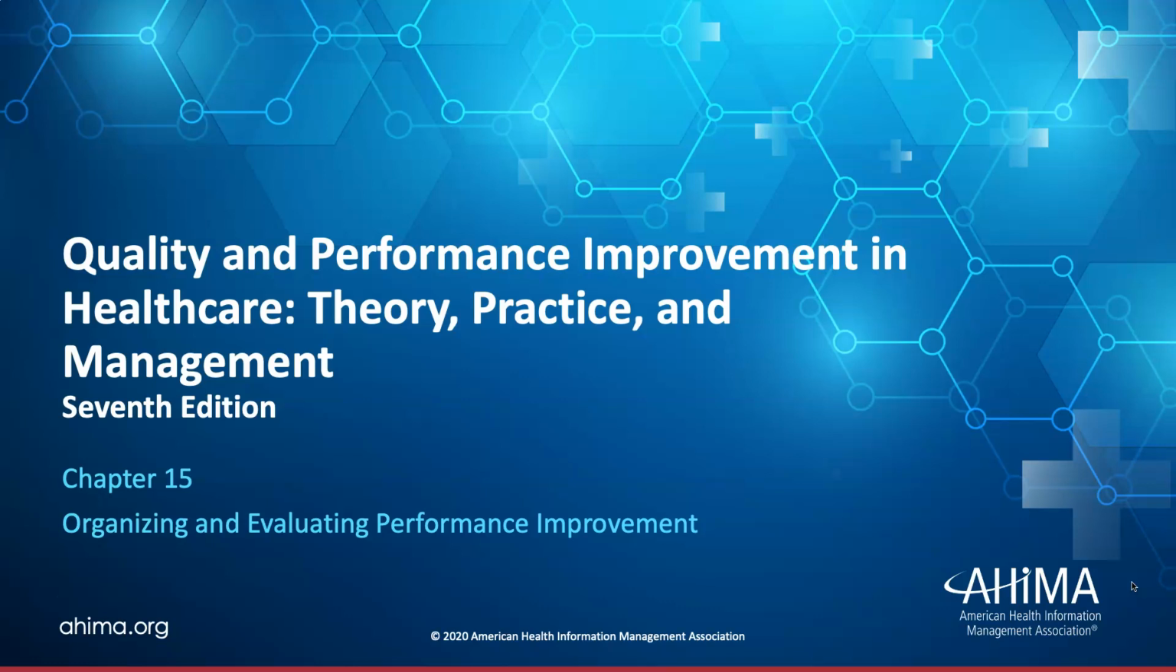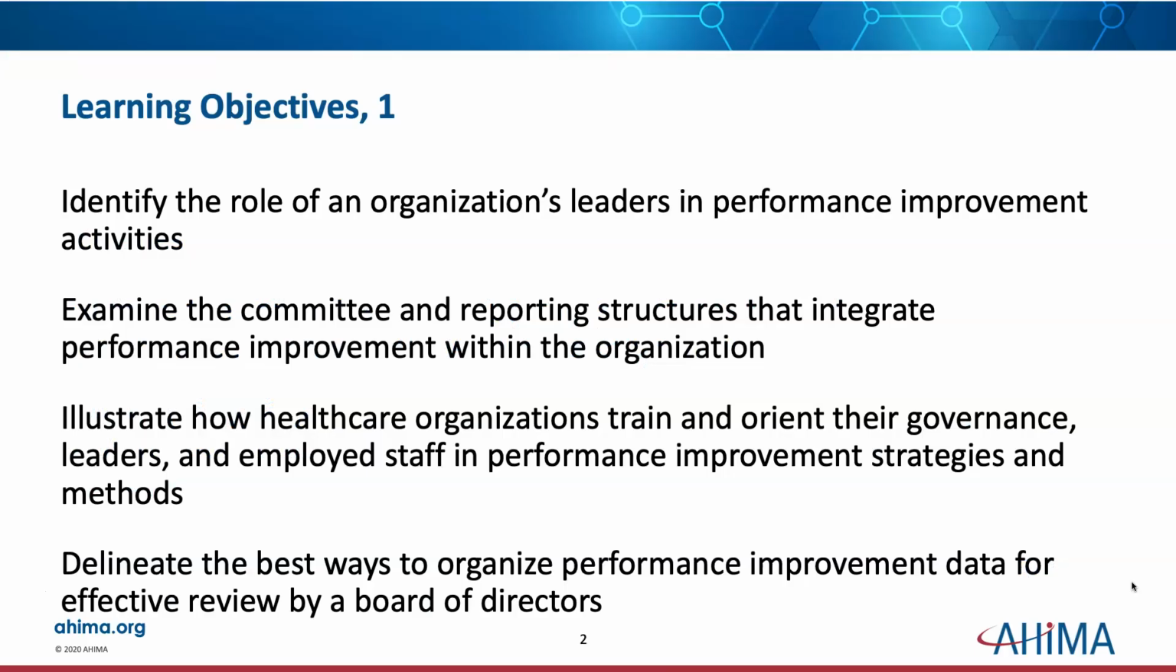This particular chapter is all about organizing and evaluating performance information, or performance improvement information, I should say. The learning objectives, according to the book, are to look at the role of the organization's leaders in performance improvement activities, examine committee and reporting structures, and look at how healthcare organizations train and orient their governance, meaning the board, leaders and employed staff in PI strategies and methods.